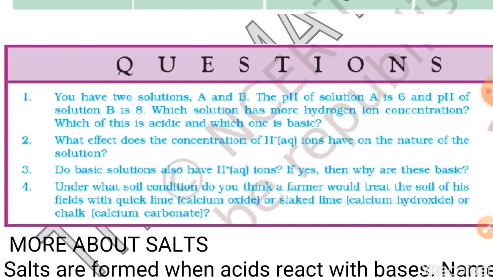Now we have to tell about the hydrogen ion concentration. Higher the concentration of hydrogen ion, lesser will be the value of pH. So obviously solution A has higher hydrogen ion concentration. So keeping all the facts in mind, now we can give the answer that solution A has more hydrogen ion concentration, solution A is acidic, and solution B is basic.